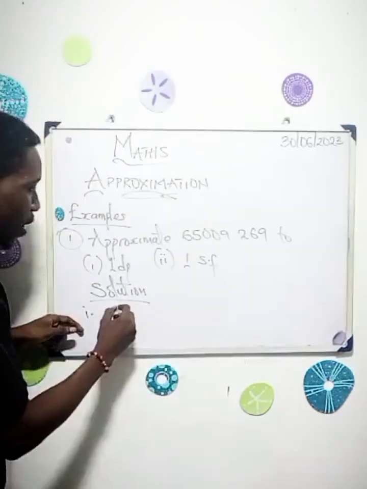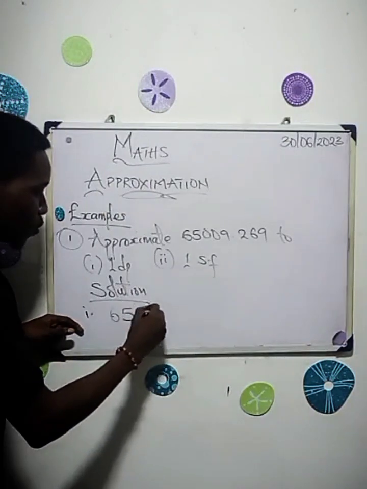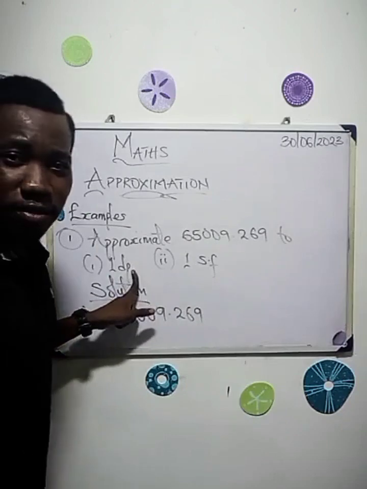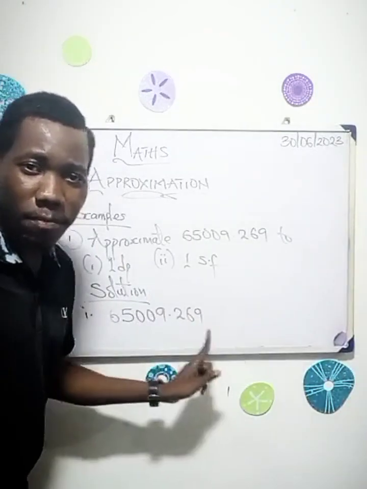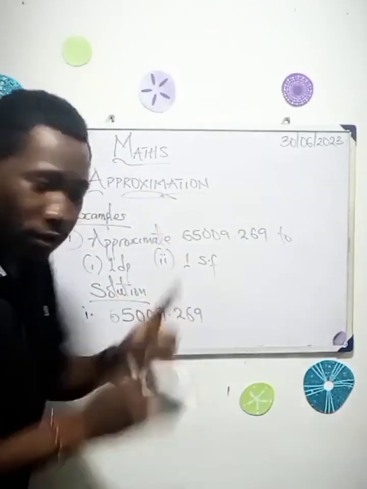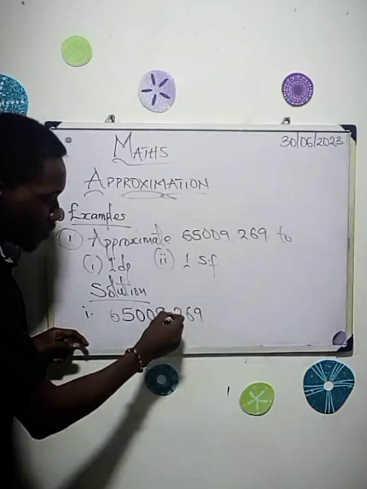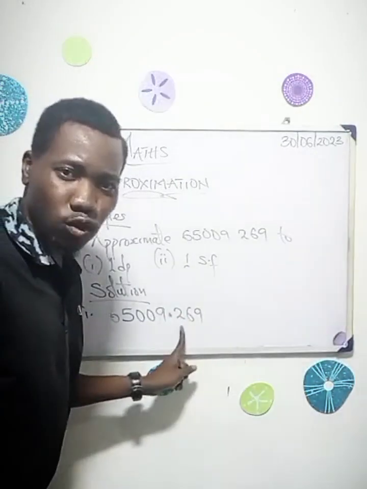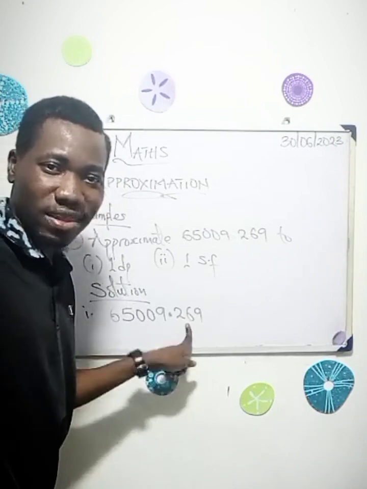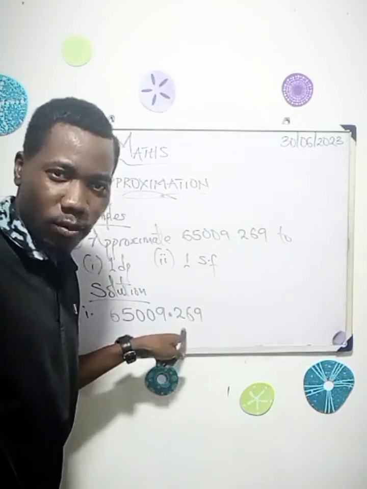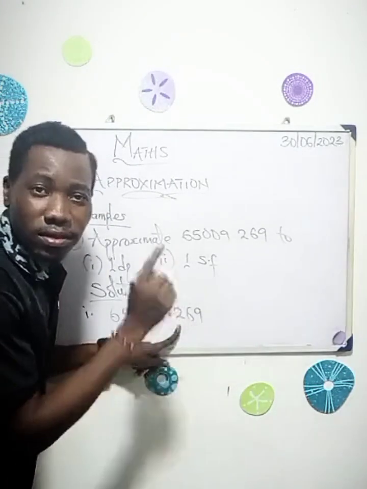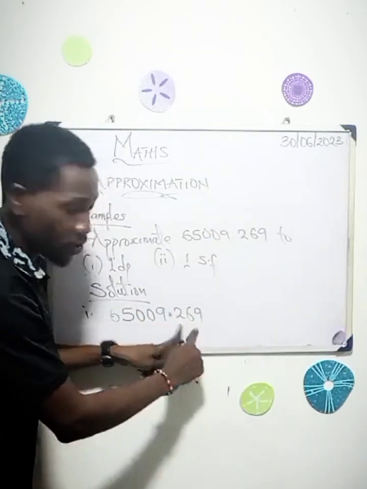So let's look at what we have. We have 65009.269. We want to approximate to 1 decimal place. Locate the place. Where is 1 decimal place here? 1 decimal place, remember, means 1 place after the decimal point. So where's our decimal point? This is the decimal point. So where's the place? That's the 2. The 2 is in the 1 decimal place. So what do we do next? Step 2, look at the next number. What's the next number? 6.